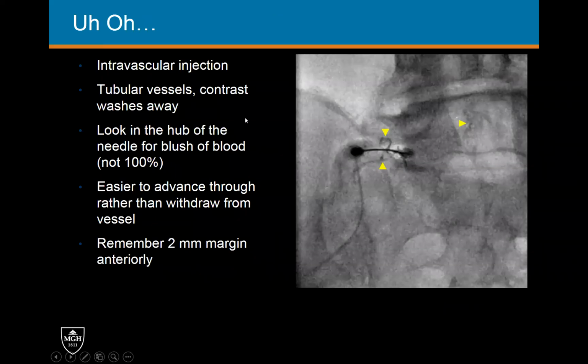Okay, why is that? Well, because you can also have intravascular injection. Remember, it's even more common for the transforaminal approach than for the interlaminar approach. You can see these tubular vessels. Actually, you can see one even extending into the spinal canal. Even though this person has had a laminectomy, you can see the vessels going all the way in there.